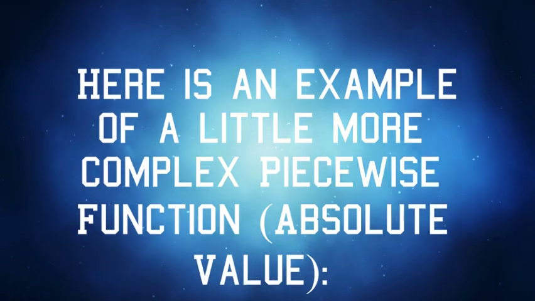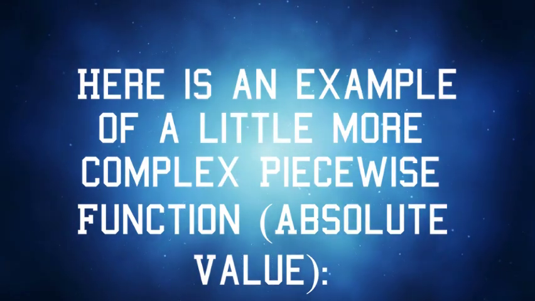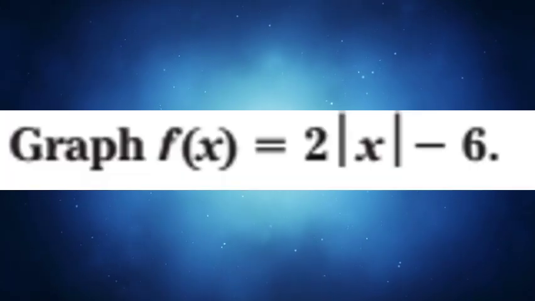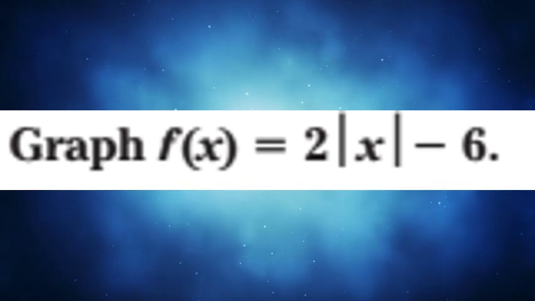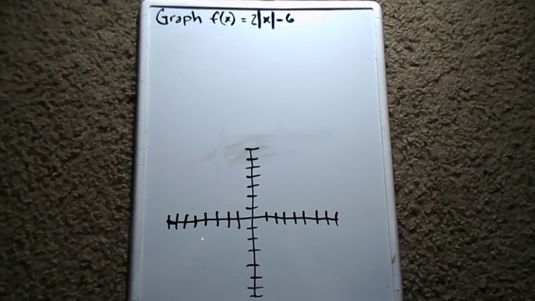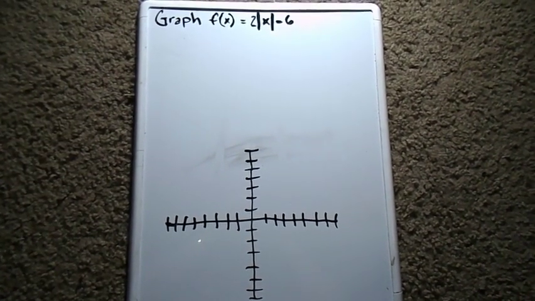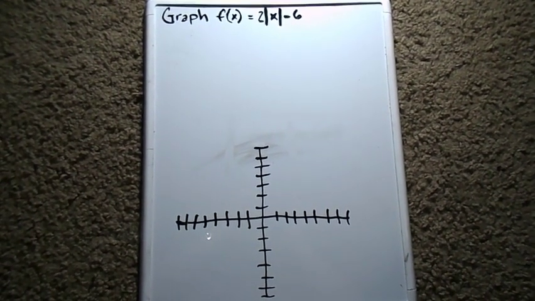Here's an example of a little more complex piecewise function. So the question here asks, graph f of x equals 2 times the absolute value of x minus 6. The first step in graphing this function is to find the y-intercept. To do this, we plug in 0 for x.